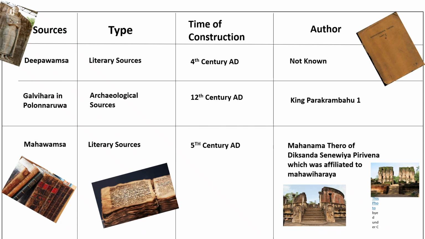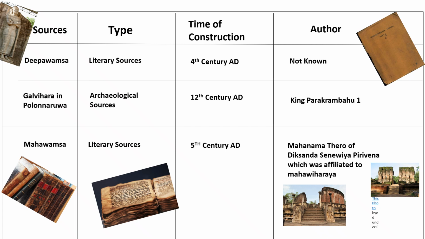Let's see some examples of these sources in Sri Lanka. I will explain this in a table. Source: Deepavansa. Type: Literary source. Time of construction: 4th century AD. Author: Not known. Source: Galvihara in Polonnaruwa. Type: Archaeological source. Time of construction: 12th century AD. Author: King Parakramabahu I.